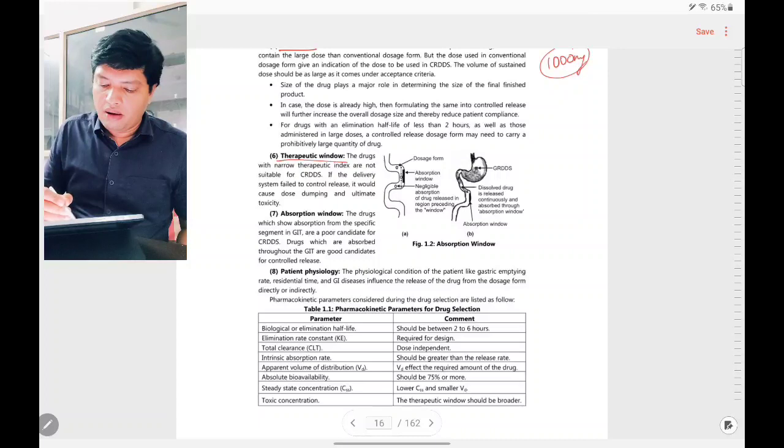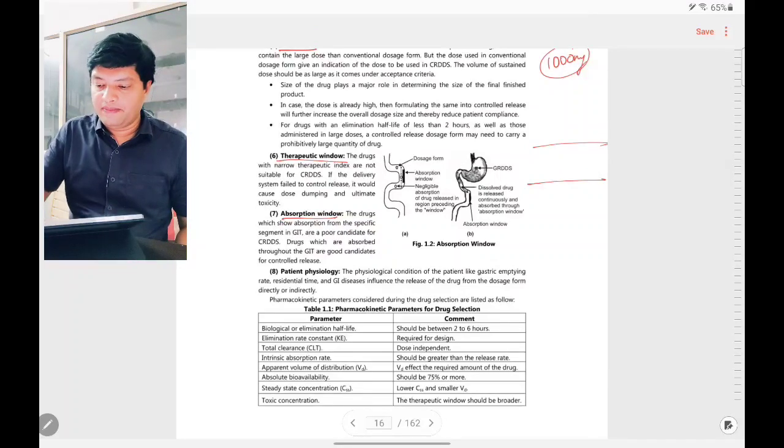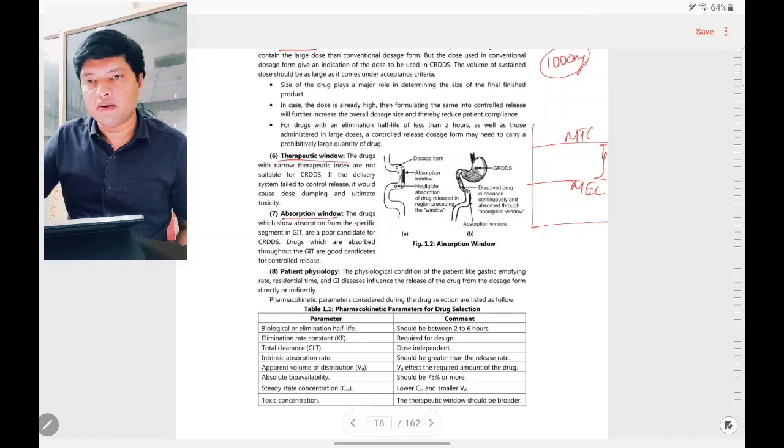Then, therapeutic window, and you have absorption window. Therapeutic window is the window, how much amount between minimum effective concentration and maximum toxic concentration. Whatever the window we have here, we call it as therapeutic window. It will show its therapeutic effects when the drug concentration is in this window.